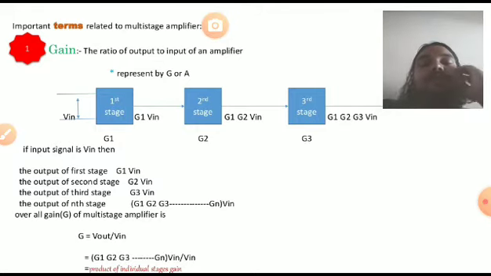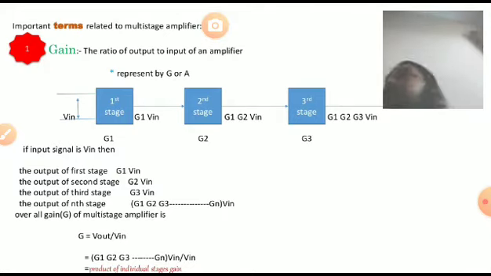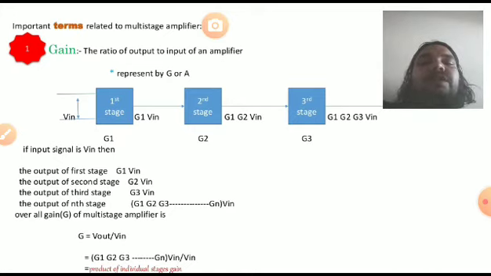Then the overall gain of the multi-stage amplifier is G equal to Vout by Vin, where Vout is equal to all the stage gains, that is G1 into G2 into up to Gn into Vin, divided by Vin. G is equal to the product of the individual stage gains. This is the perfect result for the gain.